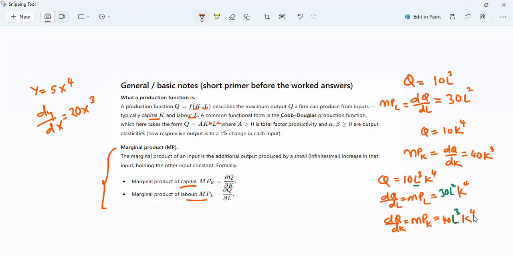So this is what we call our implicit differentiation. Implicit differentiation. Any questions before I proceed? Yes, Mr. Collins.